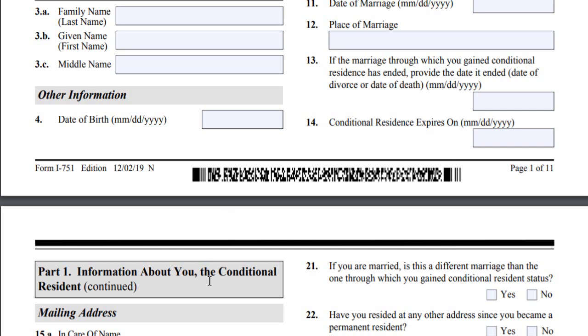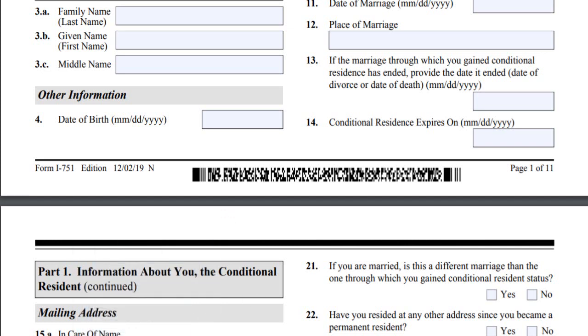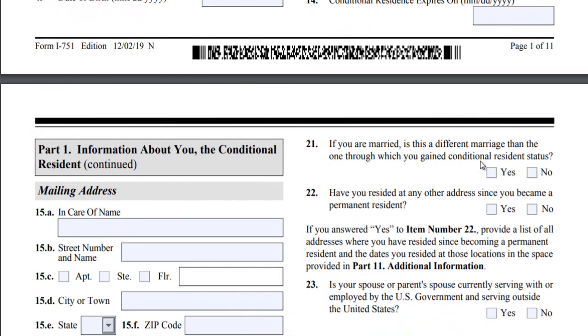So this form expires 12/2/2019. They will publish a new version of this form very soon. In the meantime, you may still use this form edition to fill out the petition. Any questions that you have, like I said before, please don't hesitate to comment below. I will answer them in the order that they come in.